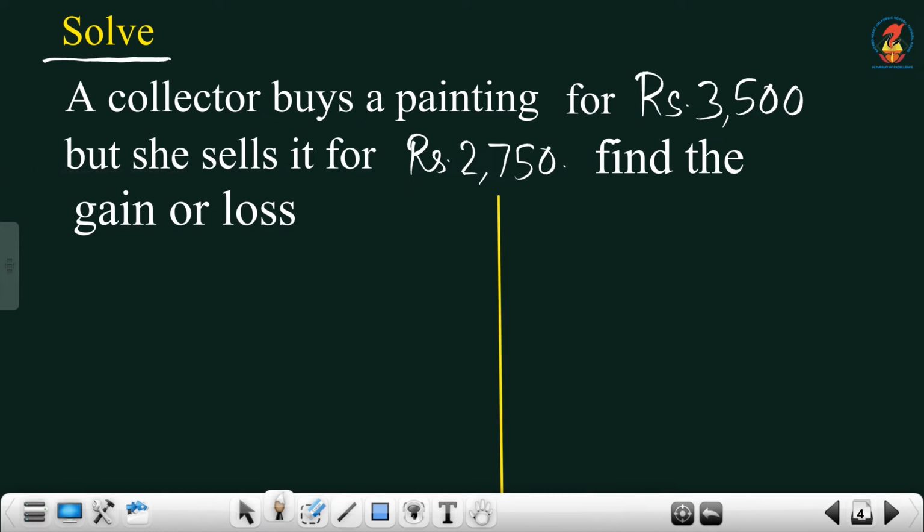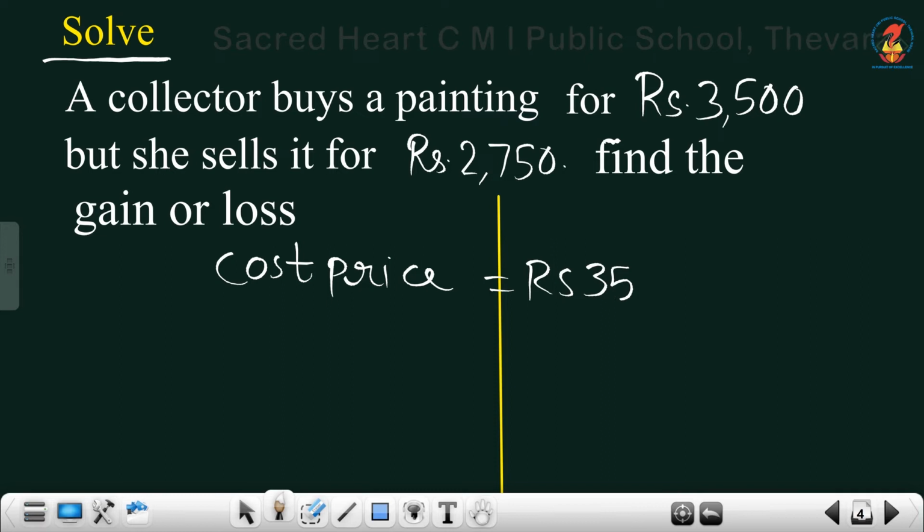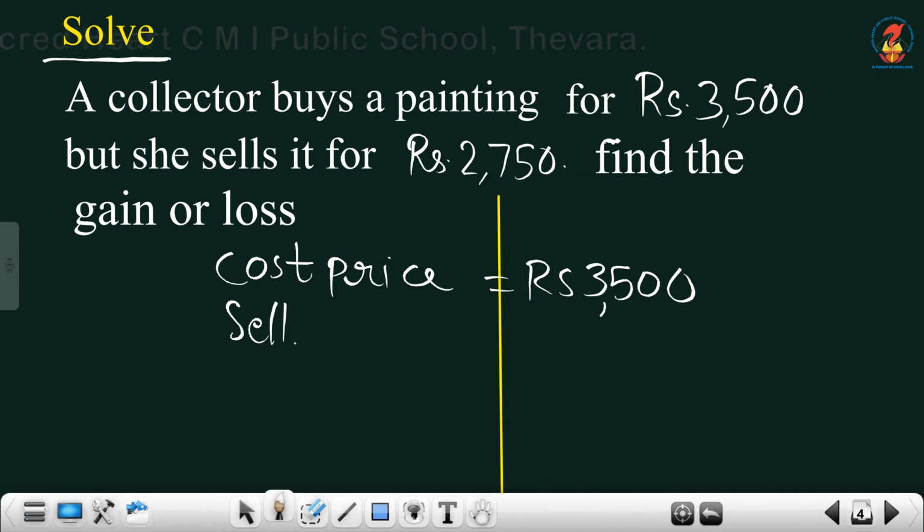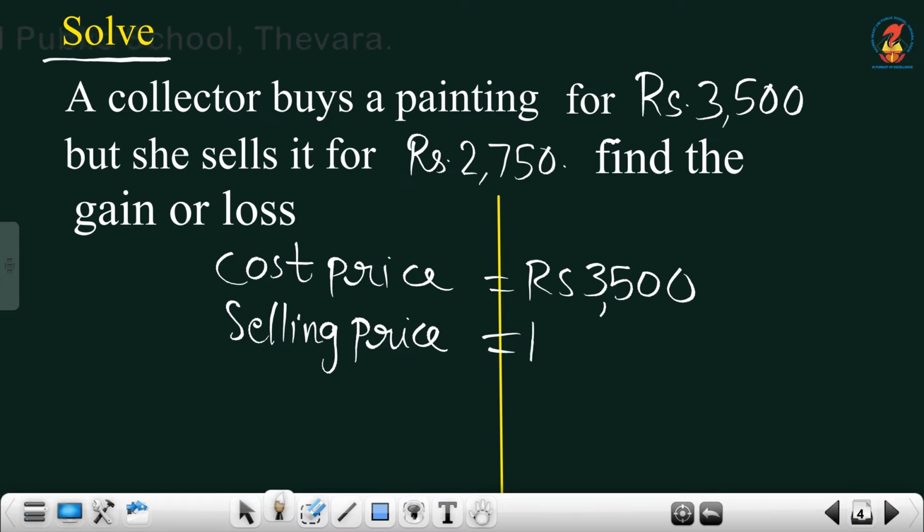Which are the prices given? First we need to find the painting bought with how much rupees. Cost price is given in the question, right? Cost price is how much? Rupees 3,500. Then selling price is what? Selling price is rupees 2,750. And here we want to find gain or profit.